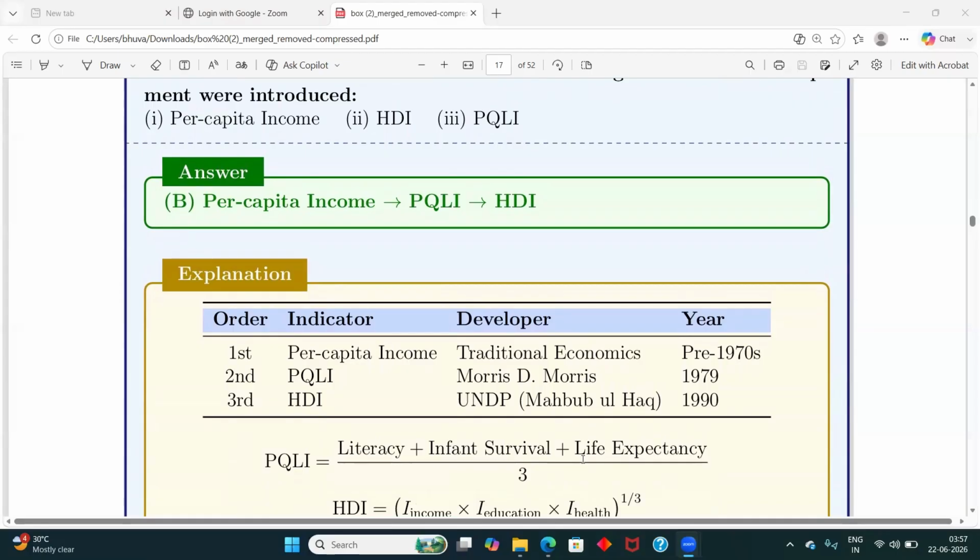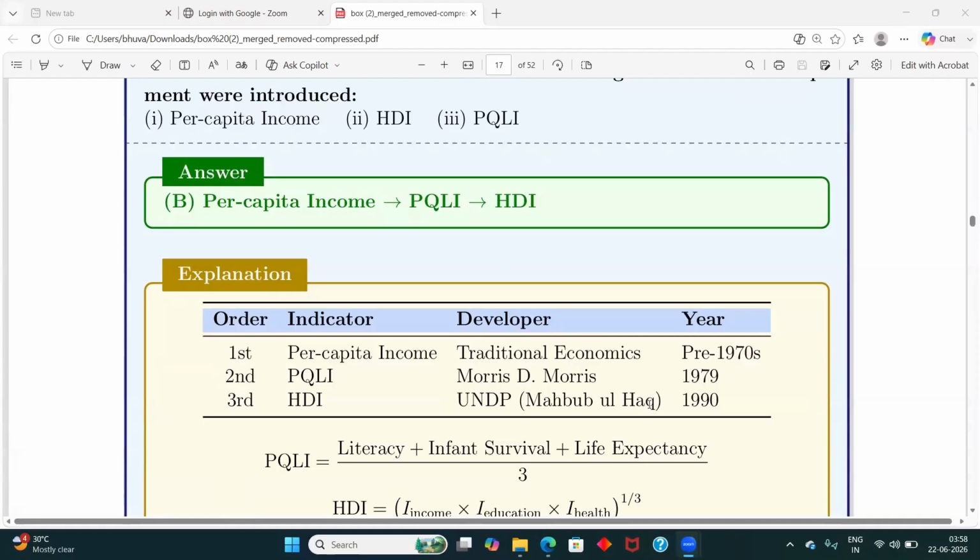PQLI has three components: literacy, infant survival, and life expectancy. Per capita income was developed by traditional economics in the 1970s. PQLI was developed by Morris D. Morris in 1979, and HDI was developed by UNDP and Mehboob ul Haq.